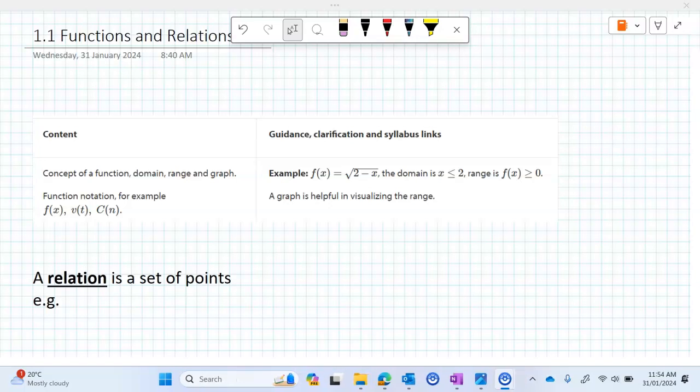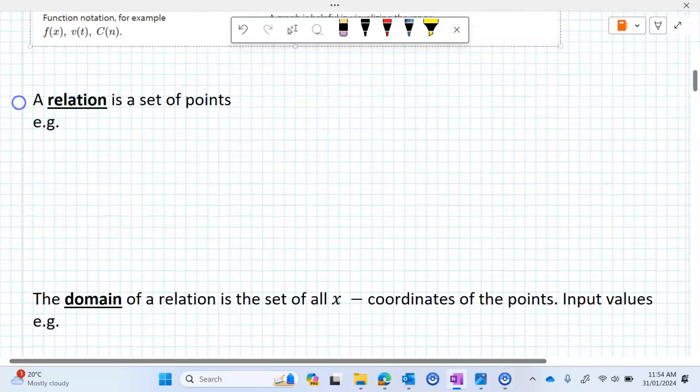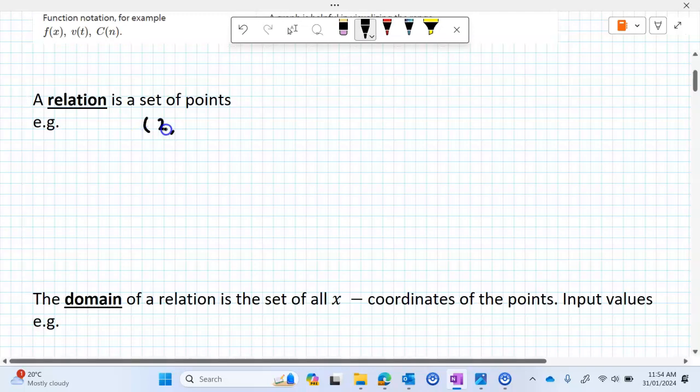Hi everybody, today we're looking at relations and functions, and in particular we want to think about the difference between the two. To start, we're going to think about a relation first of all, and it's simply a set of points. So I could have points, say 2, 4, 3, 7 and 9, 14. Here's a set of points, and so that's a relation.